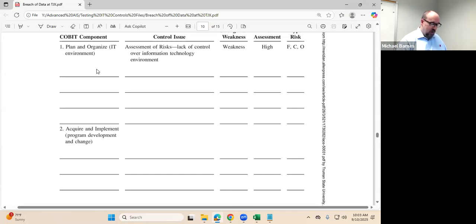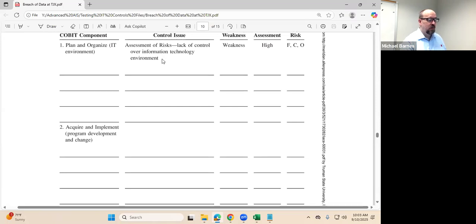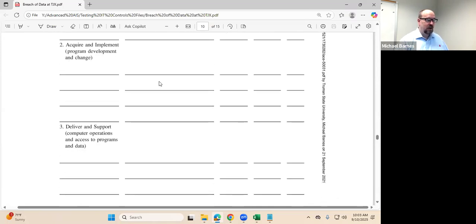All right, so we have to do the same thing. Since we're starting again with one that's already listed as the assessment risk, there's lack of control over information technology environments. We're going to skip this one and move on to acquire and implement. Okay, acquire and implement, program development and change. How would we characterize that? Mary, what did your group say?